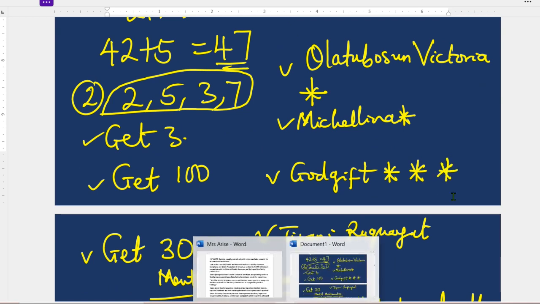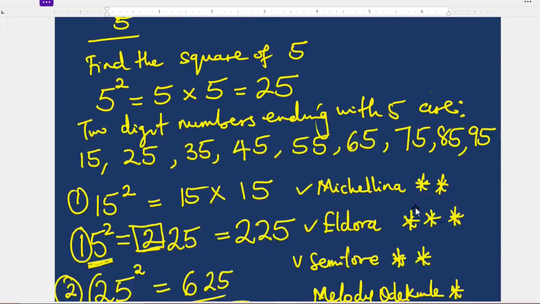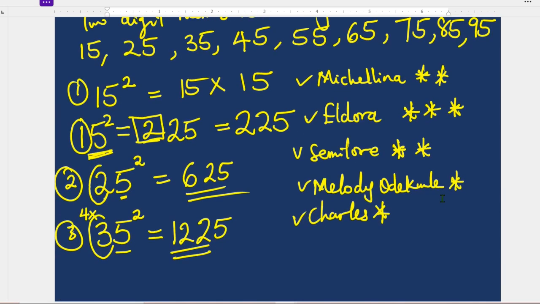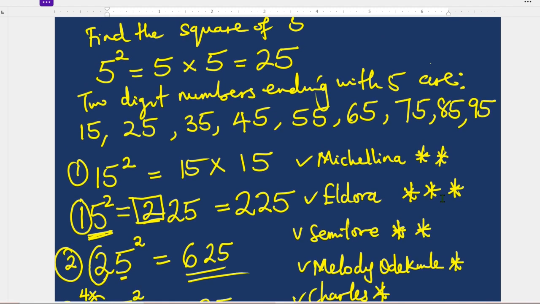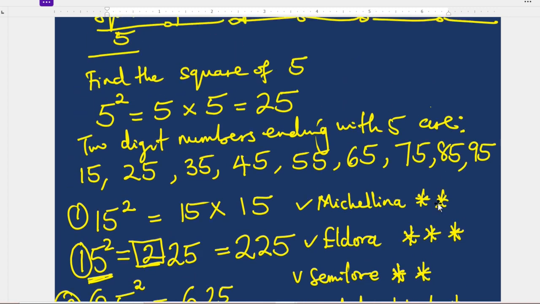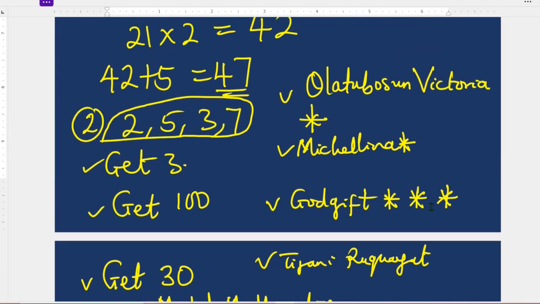So our class is almost ending. So now I have God Gift topping the class. I have Eldora topping the class. I have 2. So if Eldora and God Gift can have 1 more star, then I will see who's going to be the winner in this class. Because the class is ending, make sure tomorrow, 7:30 p.m. I hope you're not going to miss it.